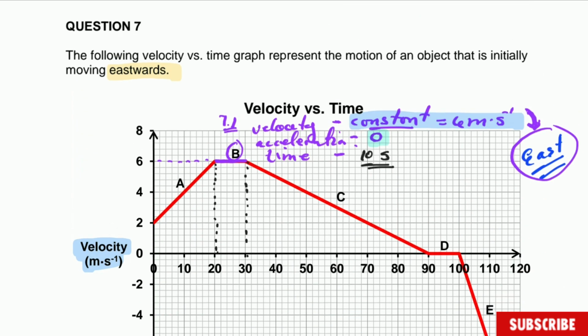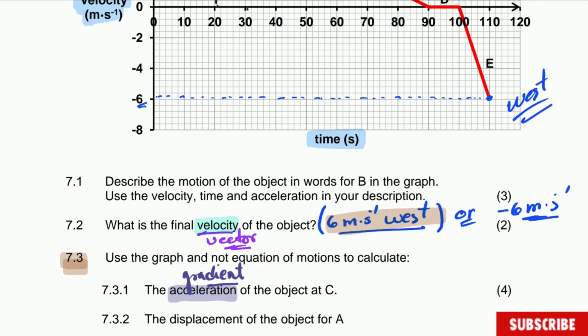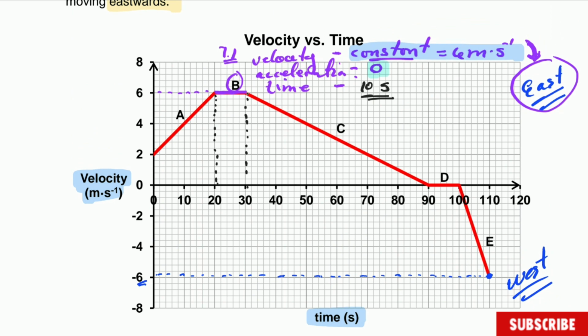Now we have to calculate the gradient for C. C is this line there up until there. Remember, gradient is equal to the change in the y-axis divided by the change in the x-axis. So it means it's final y minus initial y divided by final x minus initial x. And all we have to do is to substitute. Once more, let's move this one out of the way.